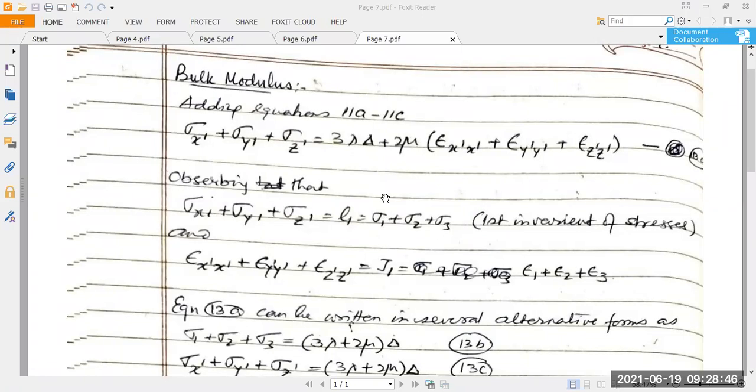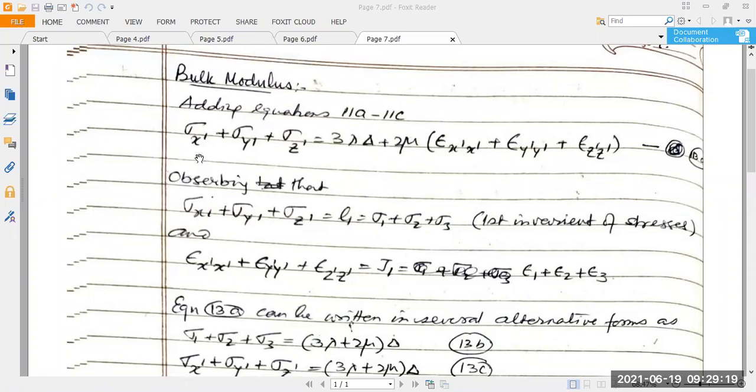So what is the bulk modulus itself? Now, if we add the equations 11 to C like this, that is sigma x plus sigma y dash plus sigma z dash. If we add them together, then we'll find that the right hand side is 3 into lambda.